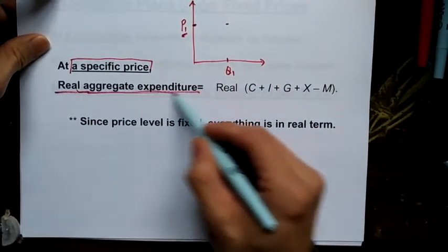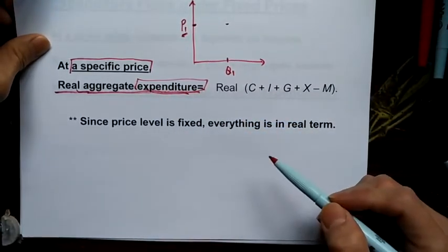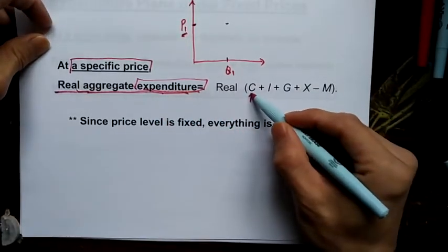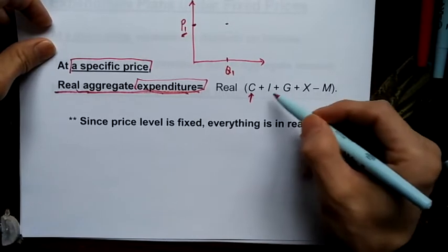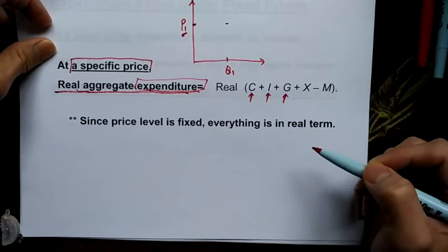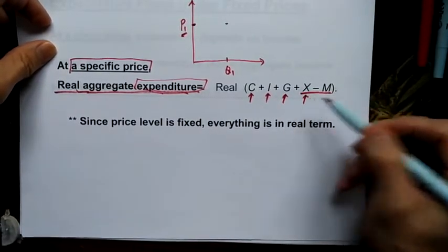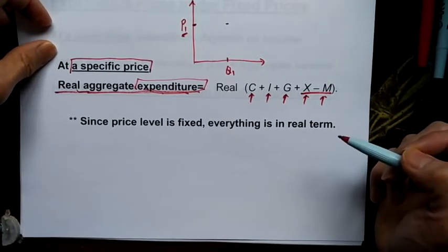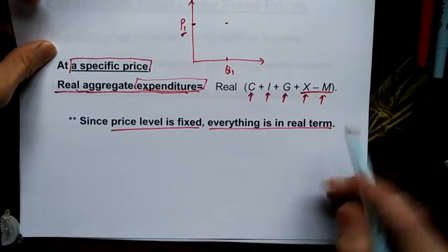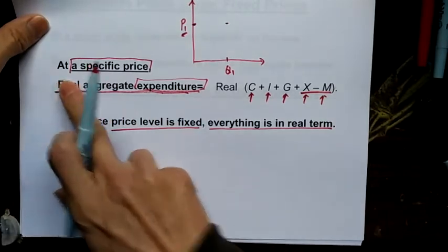Okay, then what is aggregate expenditure? Remember the expenditure approach? Aggregate expenditure is households' expenditure, consumption, plus firms' expenditure, investment, plus government expenditure, plus the foreign sector's expenditure, that is export minus import. Again, since the price is fixed, everything is in real terms. So throughout this chapter, we're going to ignore the word real.